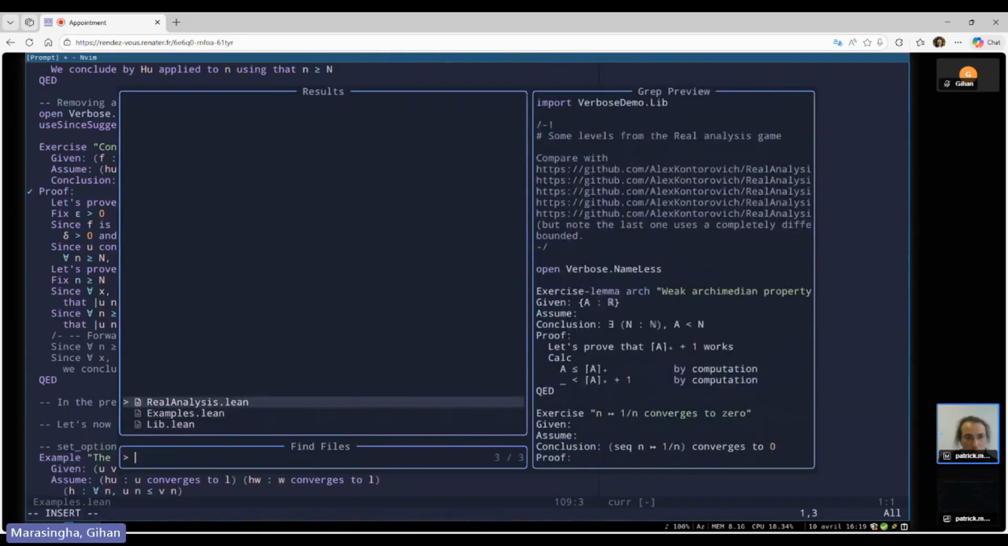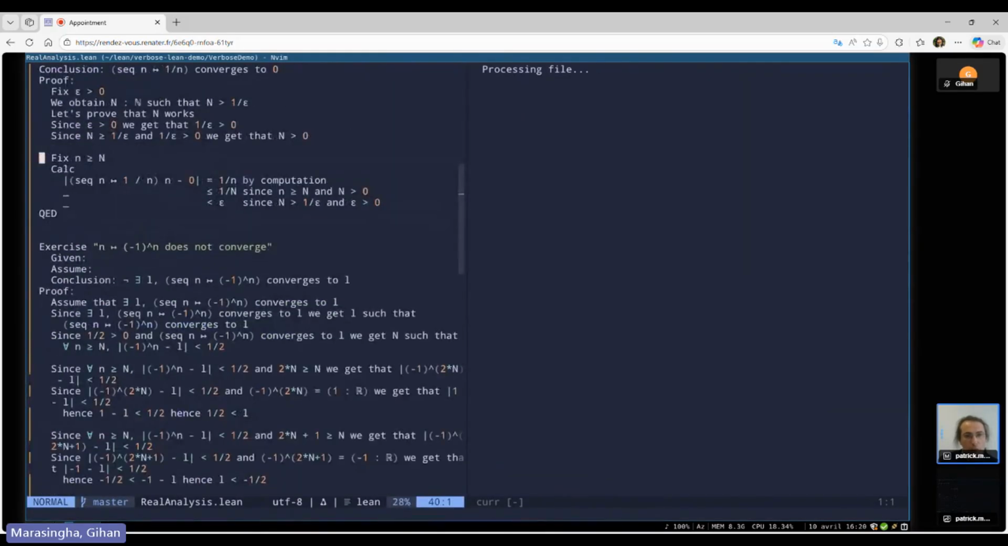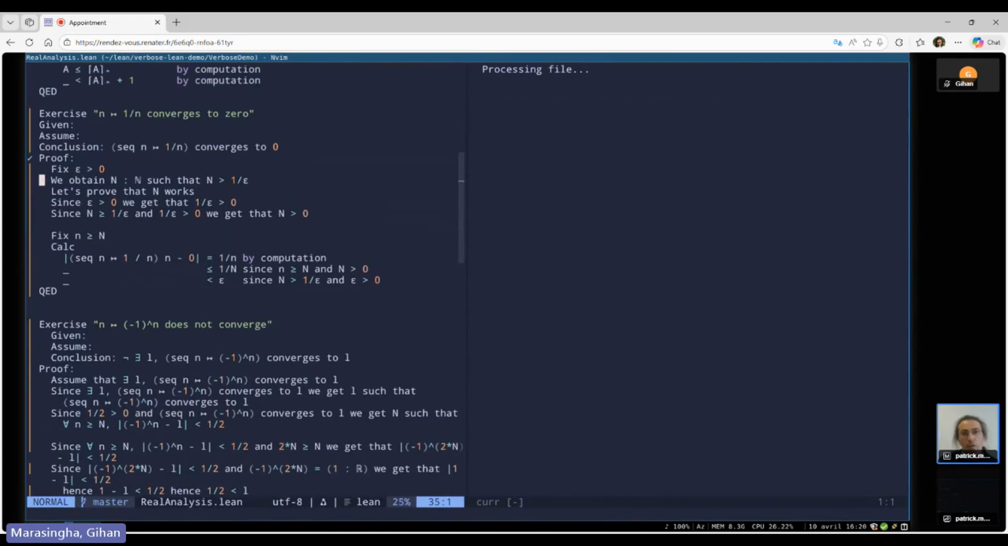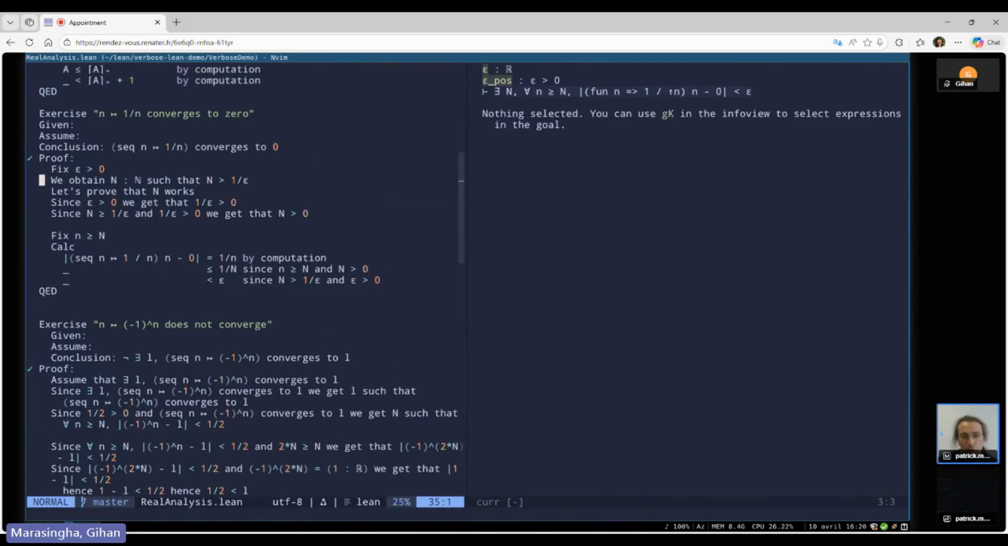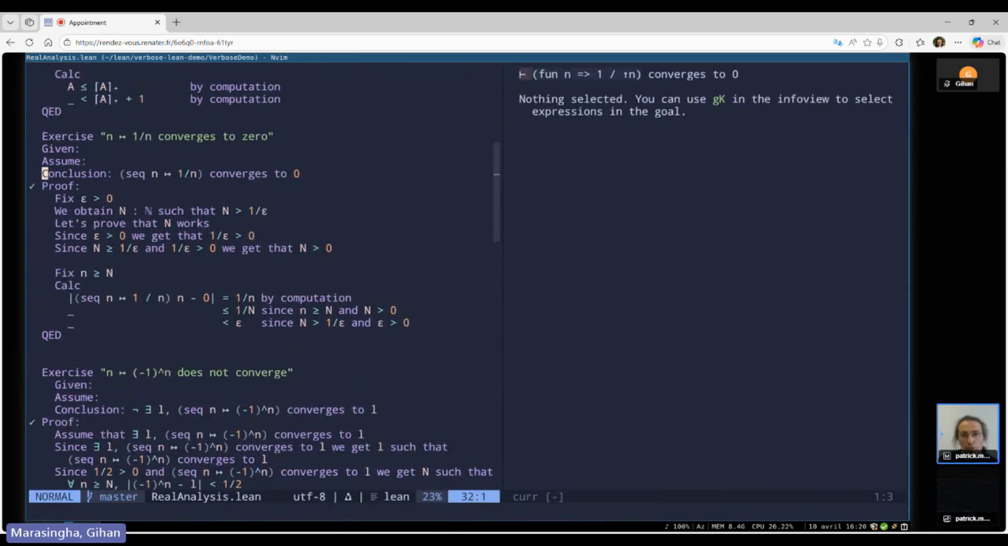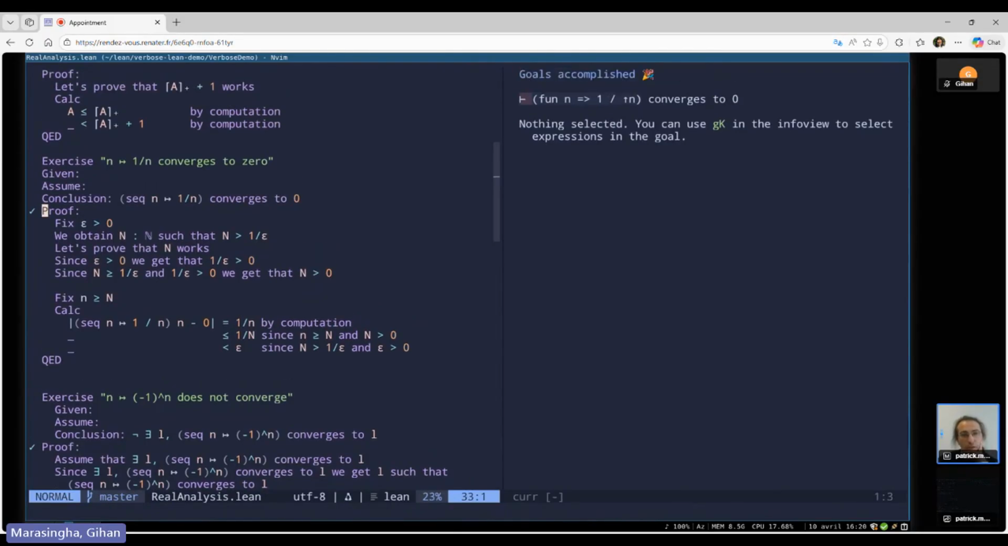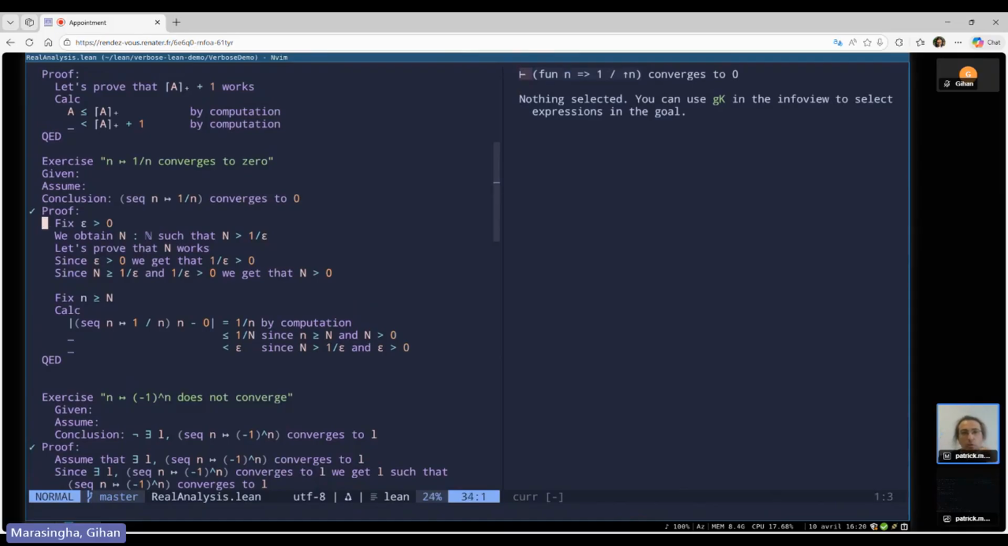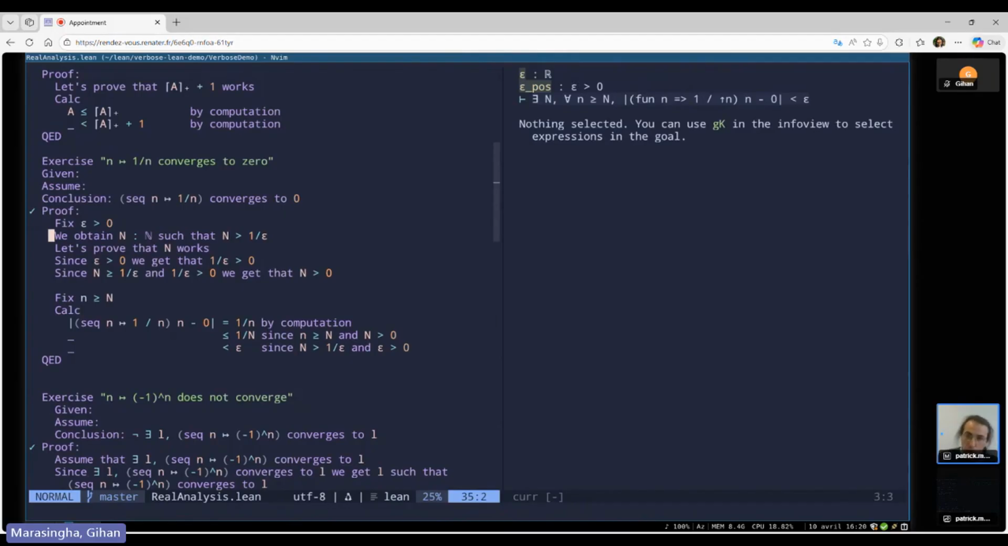Maybe I will, if I open this file. So the first one we were looking at is n goes to 1 over n converges to 0. This is what it looks like. So the exercise: n goes to 1 over n converges to 0, and there is no data and no assumption. The conclusion is just that the sequence n goes to 1 over n converges to 0. And the proof looks like a kind of rigid mathematical English. So we fix epsilon, which is positive. We obtain N such that N is bigger than 1 over epsilon.